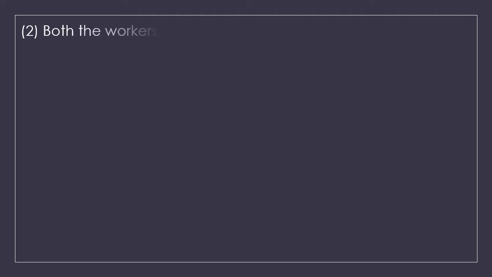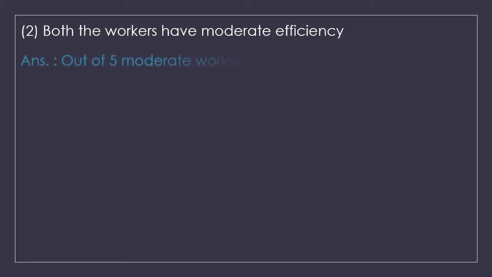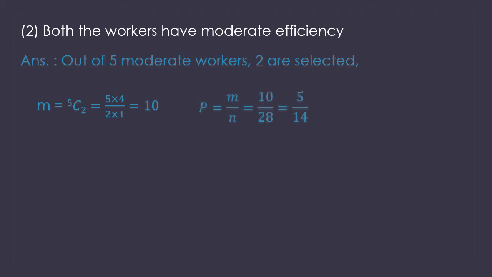Second sub question, both the workers have moderate efficiency. Now we know that out of 8 workers, 3 had excellent efficiency, and that simply means that 5 had the moderate efficiency, of which we are selecting 2. So the combination here will be 5C2, that is 5 into 4 divided by 2 into 1, that is 10. So the total favorable outcomes are 10, and the probability here will be 10 upon 28, that is equal to 5 upon 14.